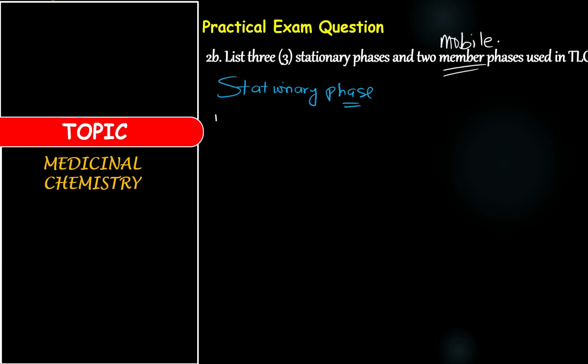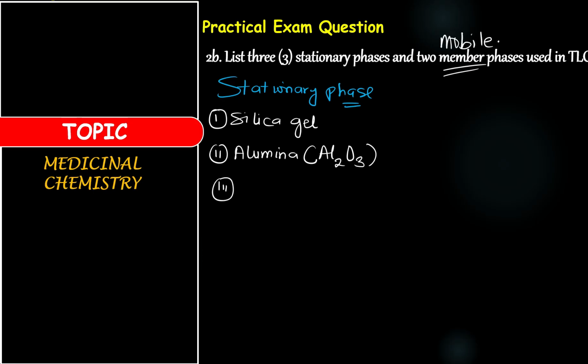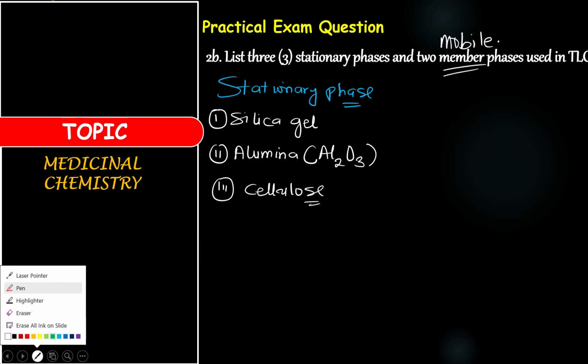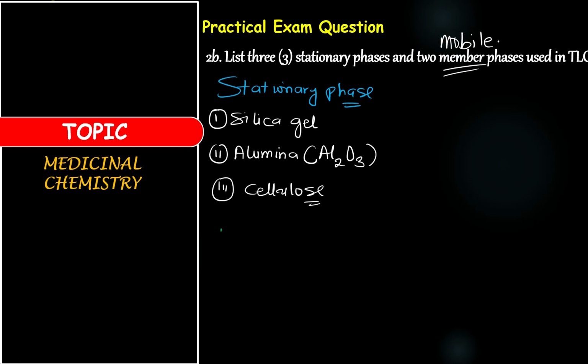You have 1, silica gel, 2, alumina. Alumina is also aluminium oxide. 3, you have cellulose. All these are stationary phases. Now the next one is the mobile phase used in TLC.